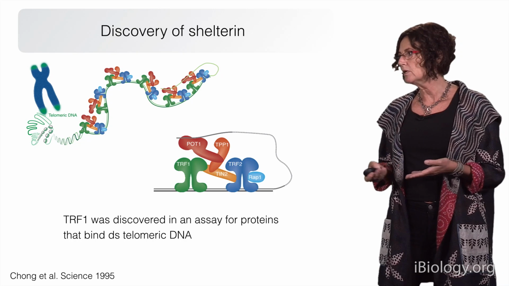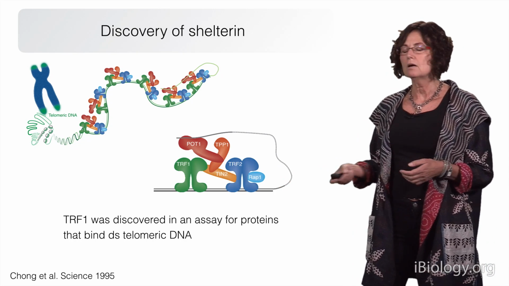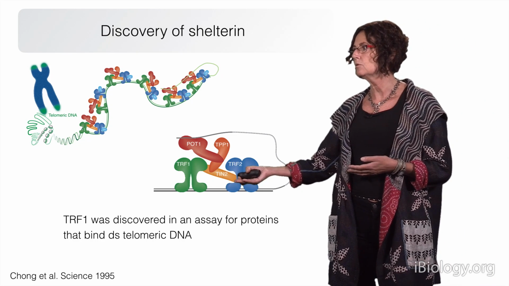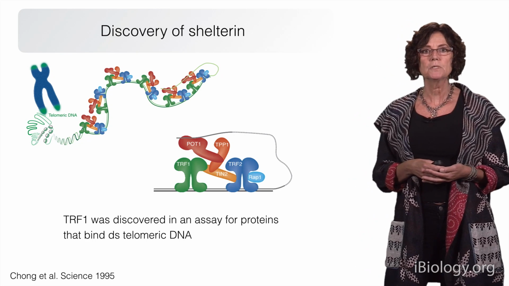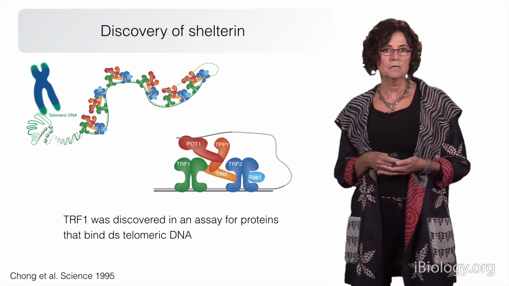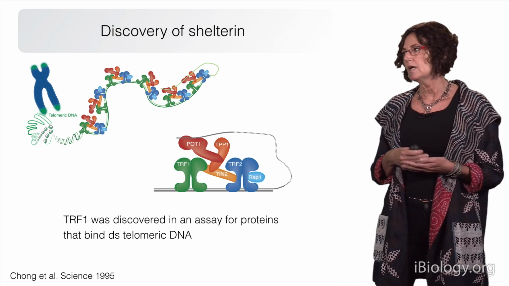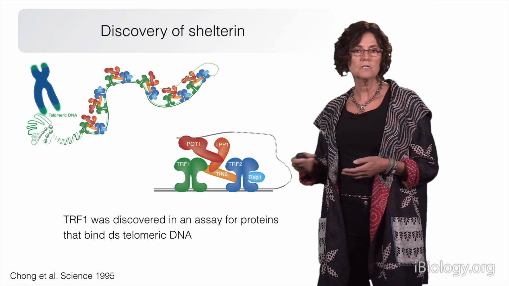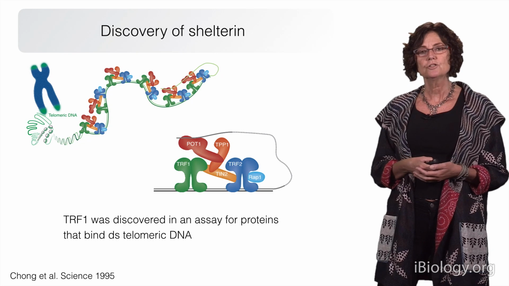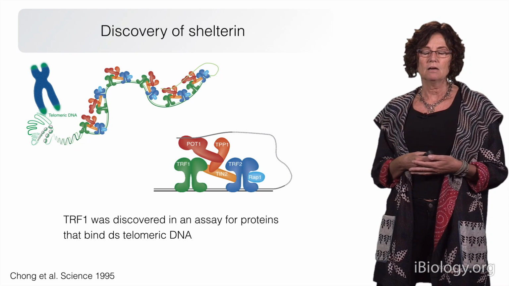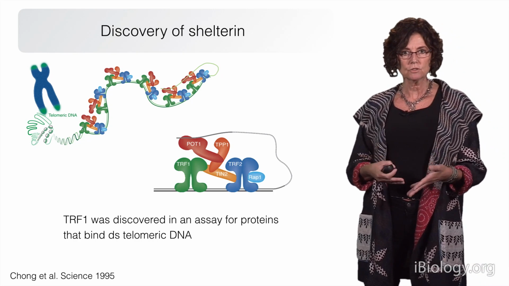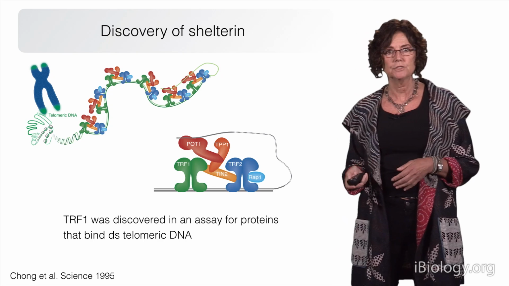Then we found RAP1, this little blue guy here, as an interacting factor of TRF2. TIN2, the yellow protein in the middle, was discovered by Judy Campisi. We then found TPP1 as an interacting factor of TIN2. And finally, POT1, the single-stranded DNA binding protein, was found by Tom Cech's lab based on homology to a telomeric protein in unicellular organisms. This is the only protein in Shelterin that is conserved enough to be identified by homology.